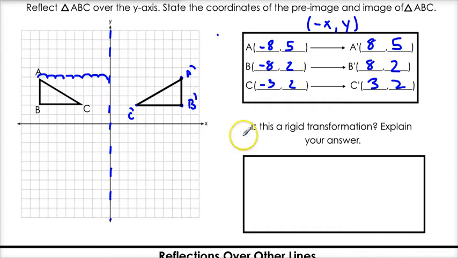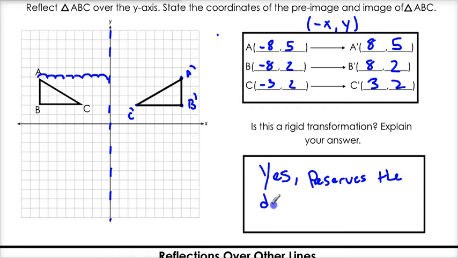Now the next question says, is this a rigid transformation? You should be getting the point now. The answer is yes. This is a rigid transformation because when we reflect something, it stays the same size and shape, but I'm not going to say that. That's the middle school language. We're using high school language because yes, it preserves the distance between points.